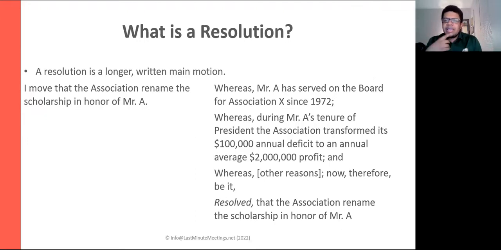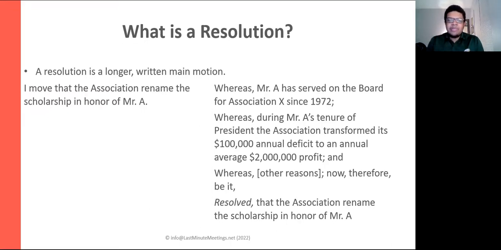The right hand side is what a resolution would look like, right? If you look at the first few paragraphs, that's called the preamble, and those are all those whereas clauses, right? So whereas Mr. A has been on the board since 1972, and whereas during Mr. A's tenure as president, he transformed an annual deficit to an average $2 million in profit each year, and whereas, you're going to list all these reasons, right? So that preamble, those whereas clauses, gives the background and reasons why you want to adopt the resolution, right?